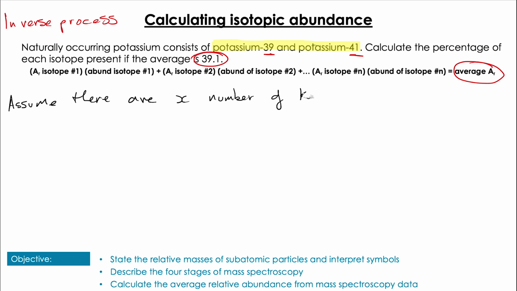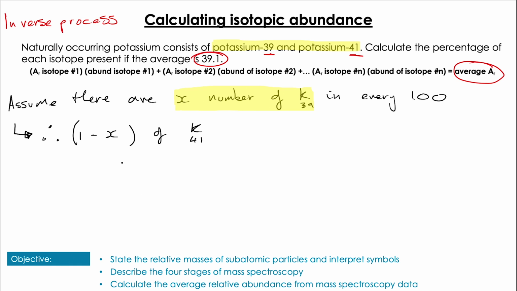You can think about this as assuming there are X number of potassium-39 in every 100 atoms of potassium, if that helps you. And because there's only 2 isotopes, once again, that means that 1 minus X must be the abundance for potassium-41. So then we just create the equation using the equation we've been using all lesson, plugging in the assigned X values here. So we get 39X plus 41 times 1 minus X equals 39.1.